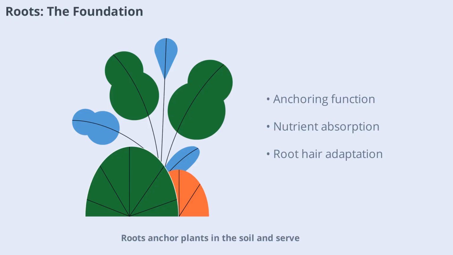Roots anchor plants in the soil and serve as the main entry point for water and nutrients. They grow downward and outward, exploring the soil for resources. Root hairs increase the surface area for absorption, allowing plants to take in more water and minerals. Healthy roots are crucial for strong, resilient plants, and their physiology is adapted to different soil types and environmental conditions.